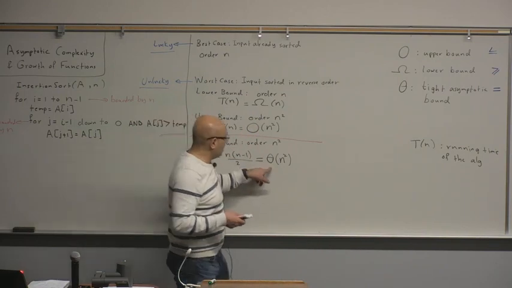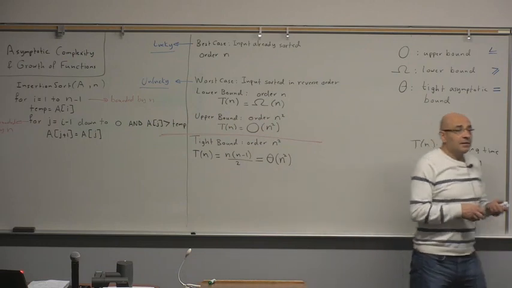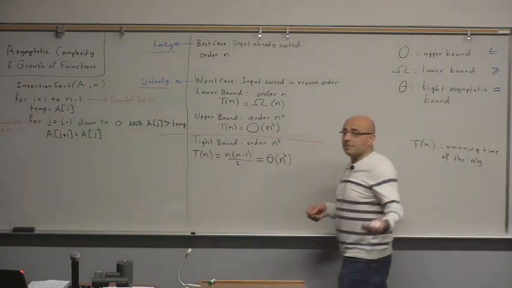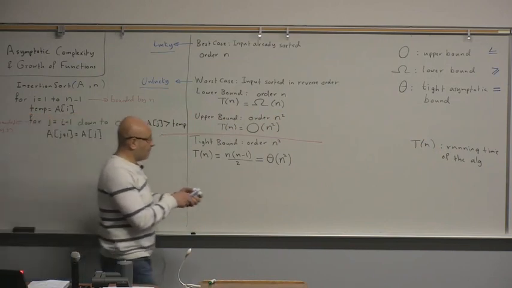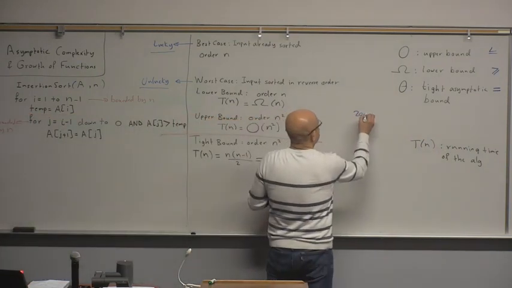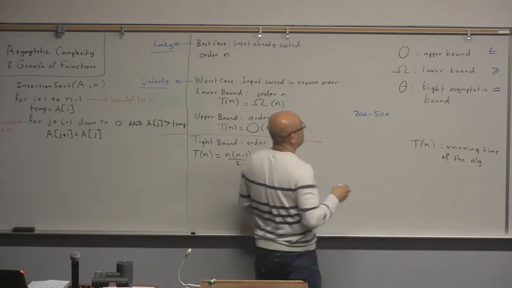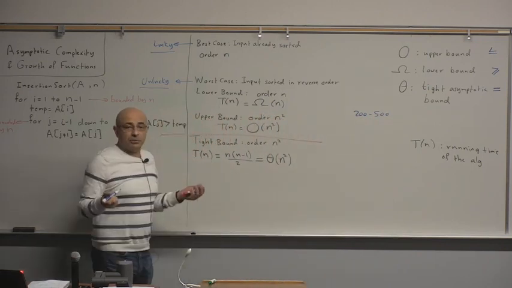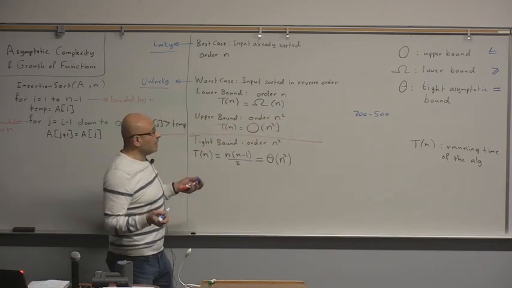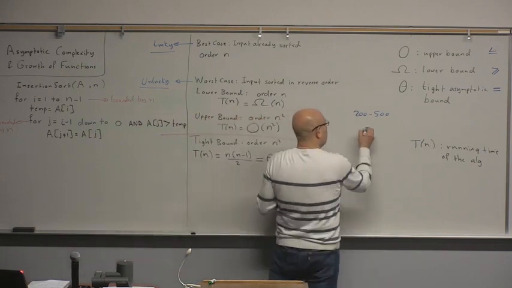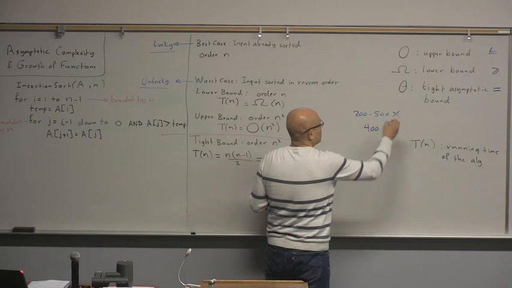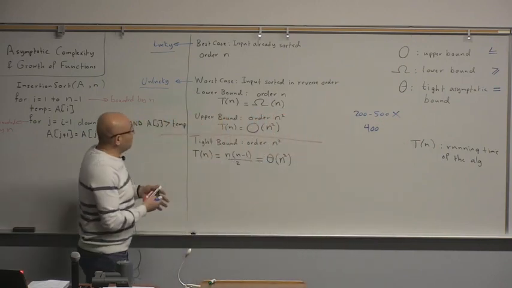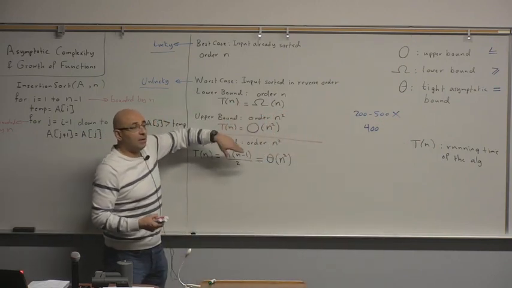It's like knowing that the price of something that you would like to buy ranges from $200 to $500. Knowing this range is a useful piece of information. But if you know that the price is exactly $400, you no longer need this. So why are we studying big omega and big O then?